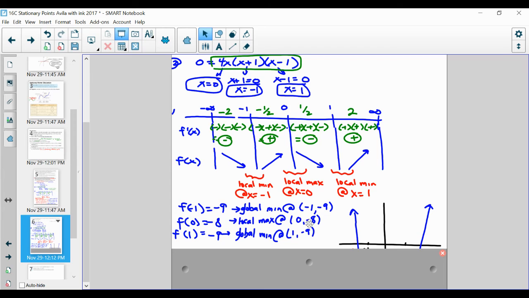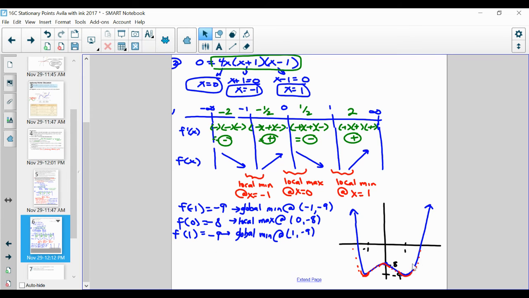And I look at the y values, I can see that this is the lowest that y gets. So they must both be global minimums. And this is the highest that y gets. So it must be a maximum. Then I'm going to sketch my function roughly.